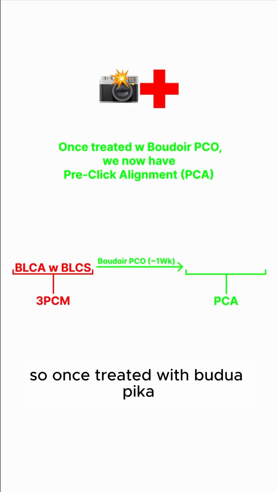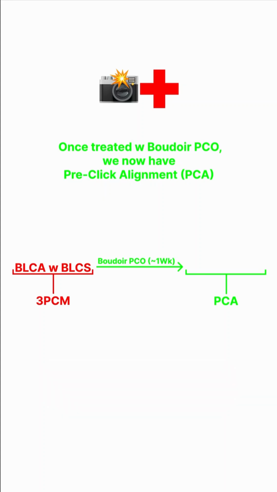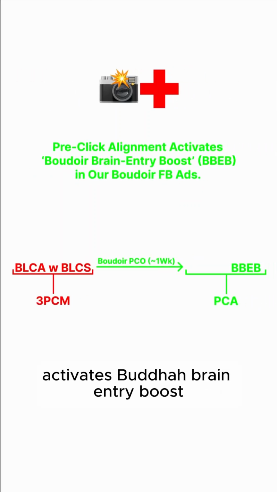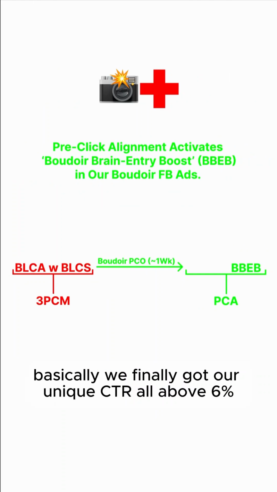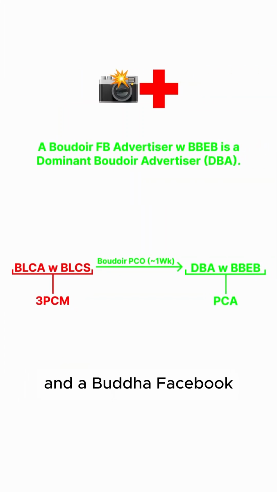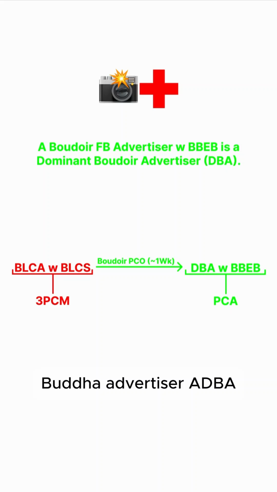So once treated with Boudoir PICO, we now have pre-click alignment, PCA. So we get rid of the 3 pre-click mistakes, we achieve PCA, pre-click alignment. Pre-click alignment activates Boudoir brain entry boost in our Boudoir Facebook ads. Basically, we finally got our unique CTR above 6%. And a Boudoir Facebook advertiser with Boudoir brain entry boost is a dominant Boudoir advertiser, ADBA.